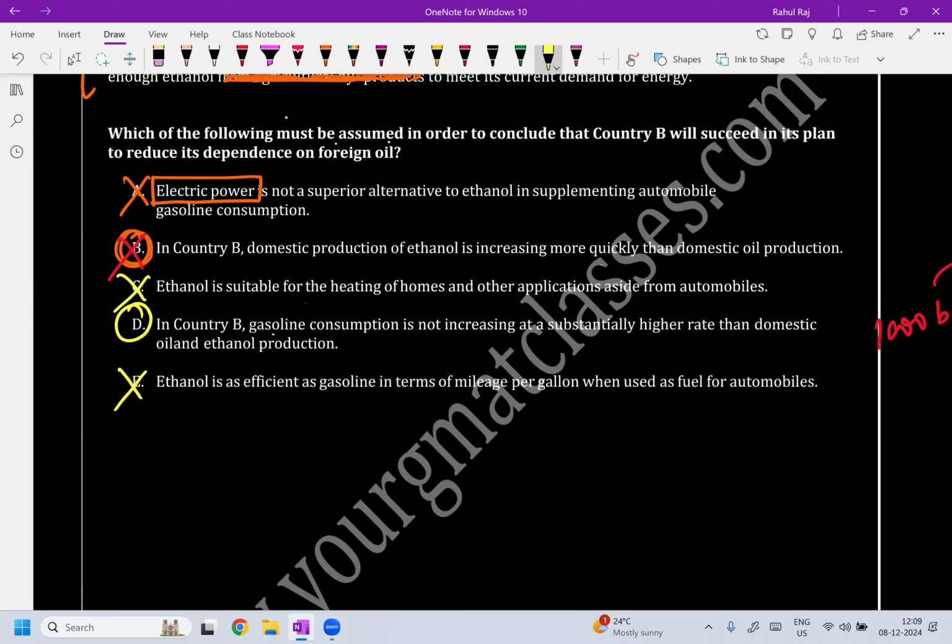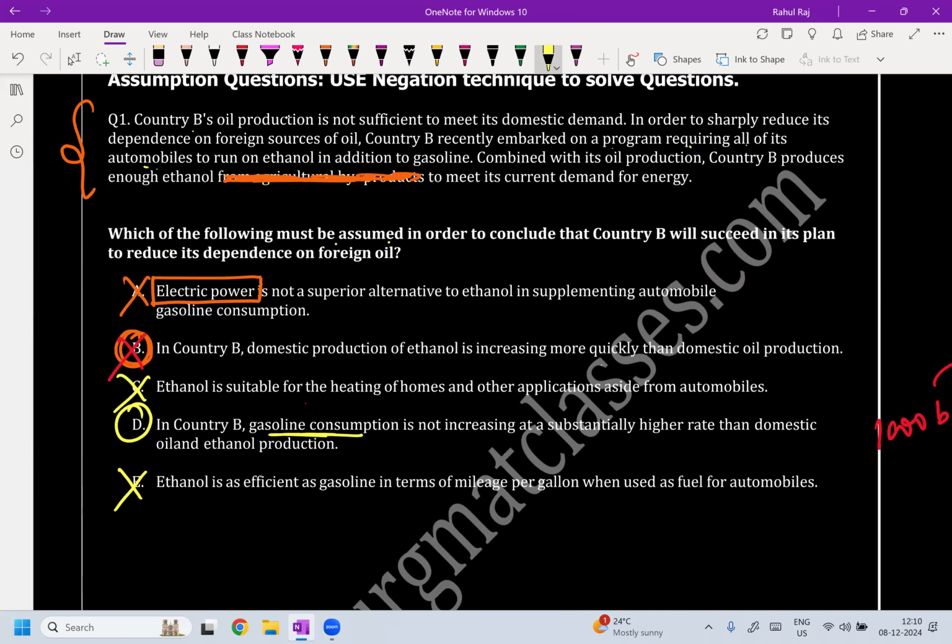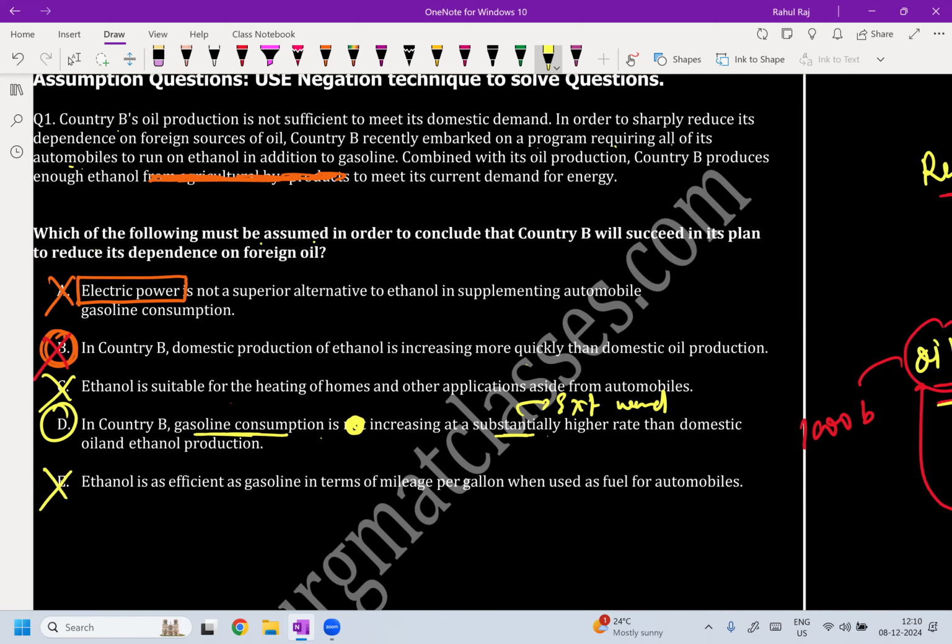In option D, gasoline consumption, I have to negate it. Always ensure that you negate it and it should weaken your conclusion. Negate means either you remove a not or you put a not, so that the entire meaning of the sentence reverses. So I'm just trying to negate it. In the country, gasoline consumption is increasing at a substantially higher rate than domestic oil and ethanol production. Please ensure substantially is an extreme word. Make a note of all these things. So they are trying to say gasoline consumption is increasing at a substantially higher rate than domestic oil and ethanol production.